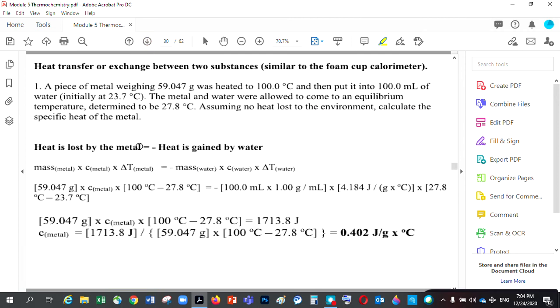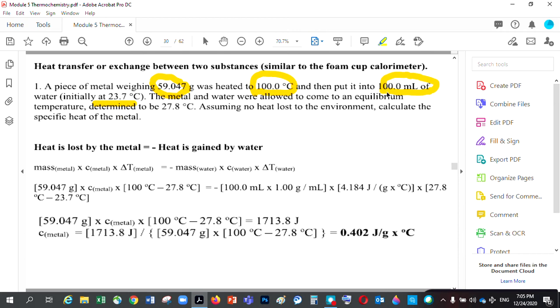So let's look at this example, which is very, very interesting here. Heat transfer or exchange between two substances, similar to the foam cup calorimeter, correct? So let's do whatever is given to us. Take a piece of paper and write down whatever is given to you. A piece of metal weighing, this is the mass of the metal in grams, was heated to 100 degrees Celsius. This is the T initial of the metal. And it was put in 100 mL of H2O, which has T initial 23 of the H2O.